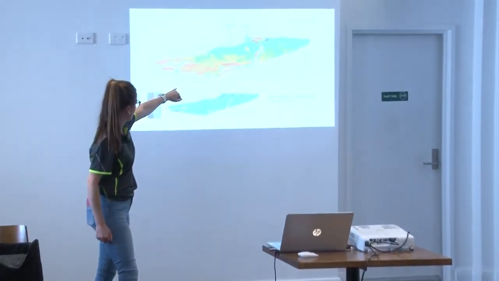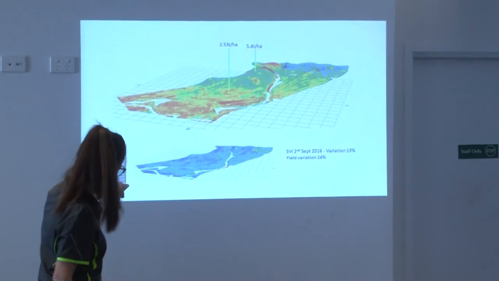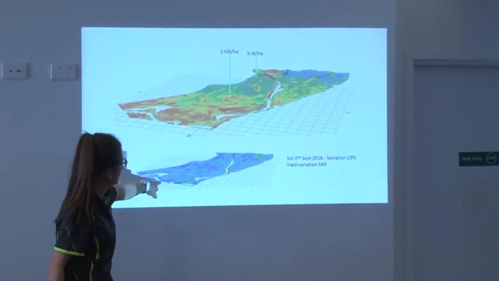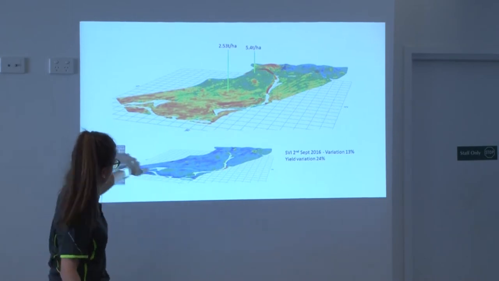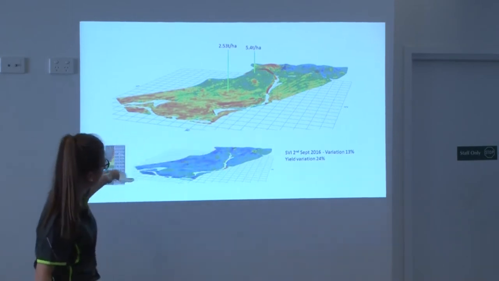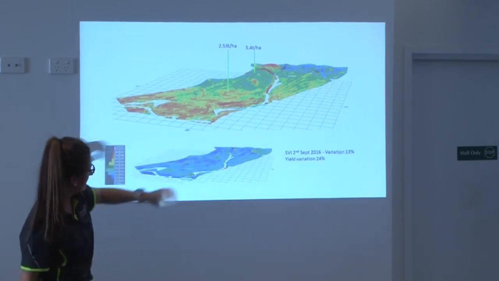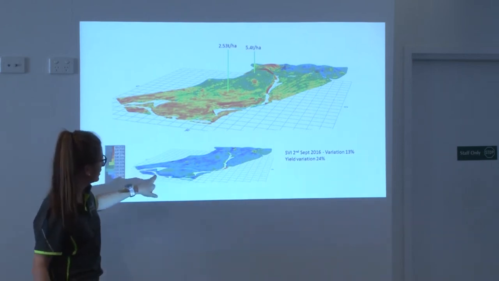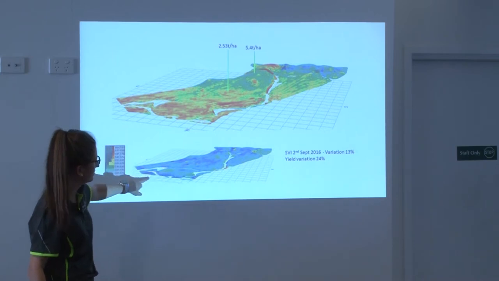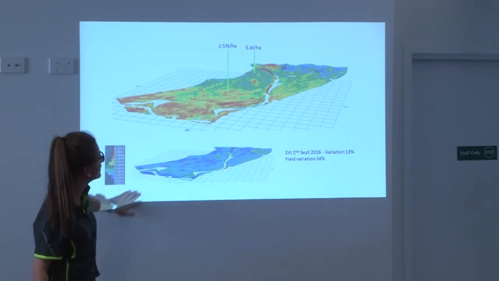So here's the NDVI map from 2016, which we know was a ripper season. We've draped that over the 3D image of the field, and that was relatively even. You can see that there's only a variation of about 13% in that NDVI image from the 2nd of September.